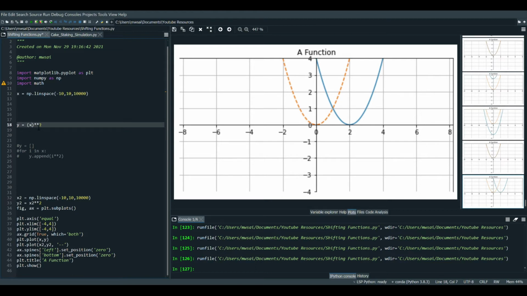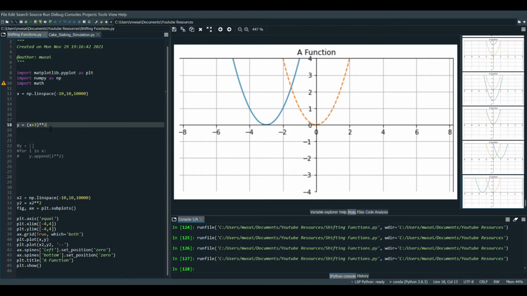And in the same way, if we want to move it to the left, in the opposite direction, we add a value. So adding 3 inside, again inside the function, moves it to the left.